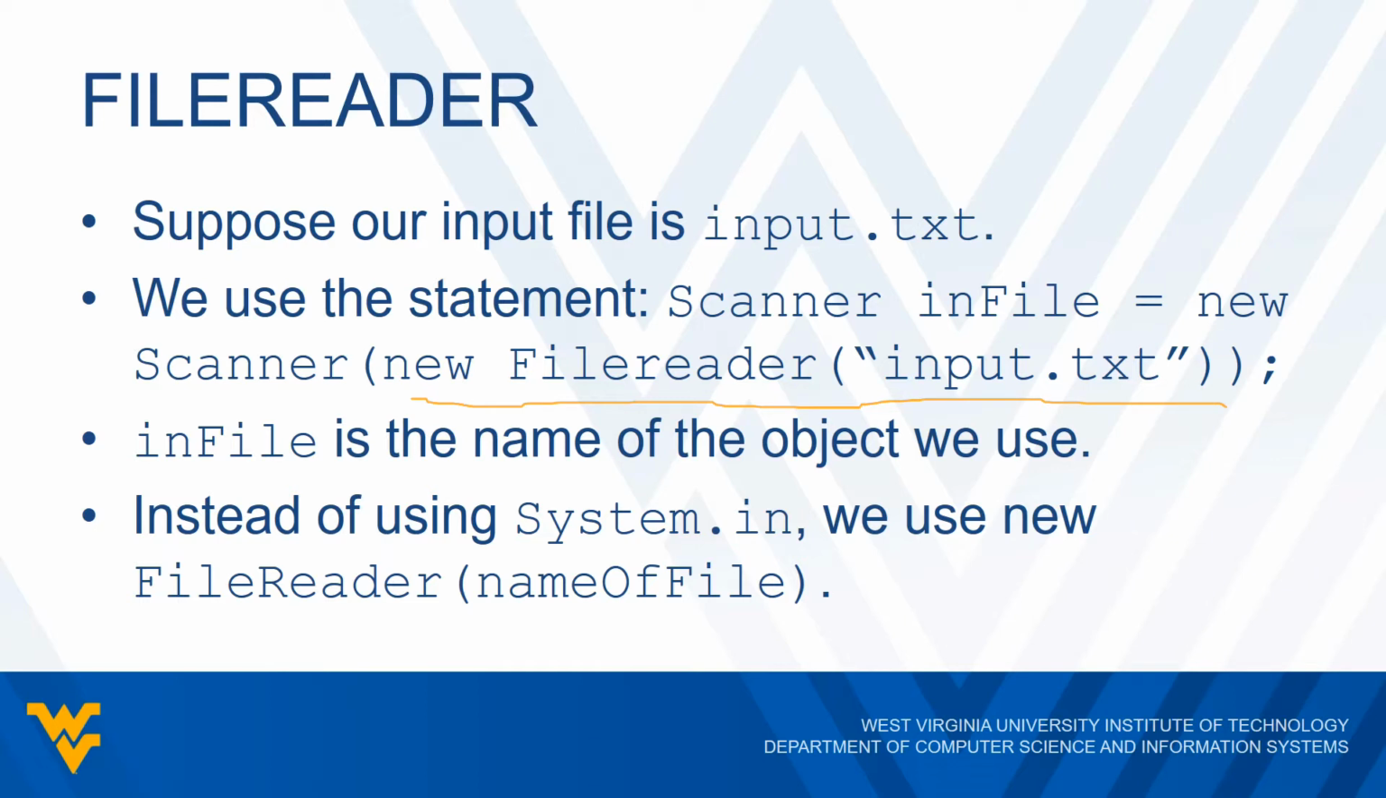Remember, System.in takes care of keyboard input. So if we want to do files, we would simply create a new object of the FileReader class. So that's where the new FileReader part comes into this setup. And in parentheses, we would put the name of the file. In this case, it would be input.txt. So basically just use this line, and whatever file you're going to use, you would just put that in place of input.txt, and that will take care of creating our FileReader object.